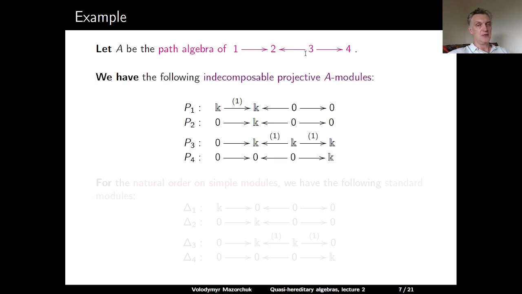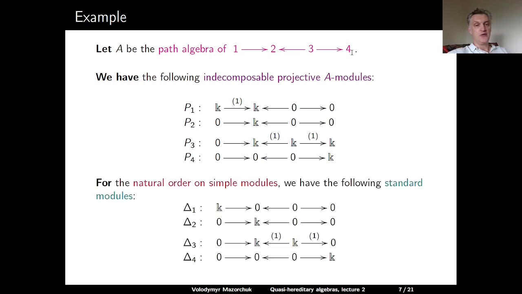So our projective module is one-dimensional at the vertices 2, 3, and 4, with the identity arrows between the corresponding vector spaces, and it's zero-dimensional at the vertex 1. And P4 is L4, the simple module, because there are no arrows coming out from the vertex 4. And now we can compute the standard modules for the natural order and simple modules.